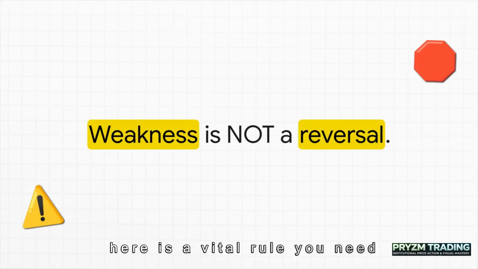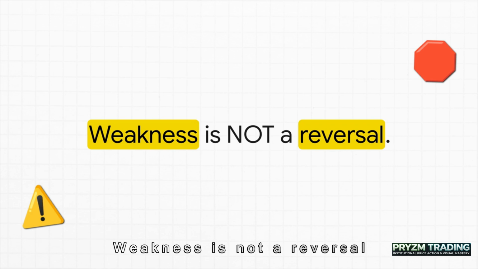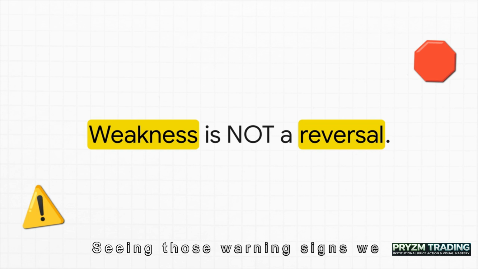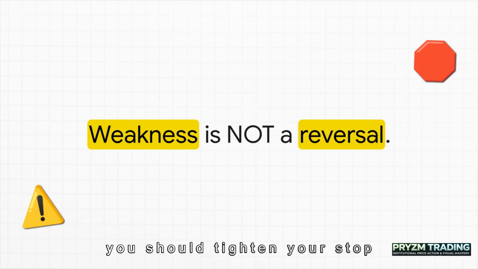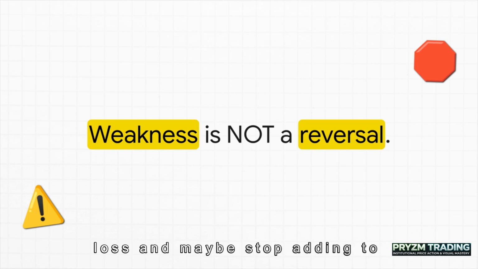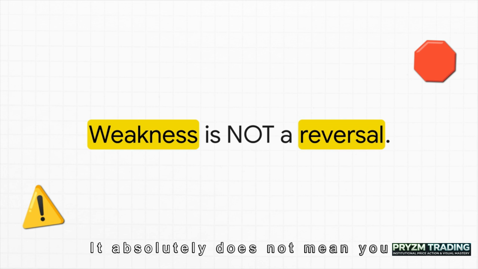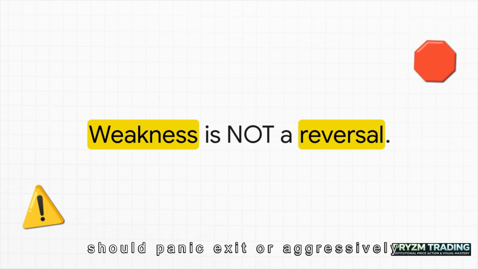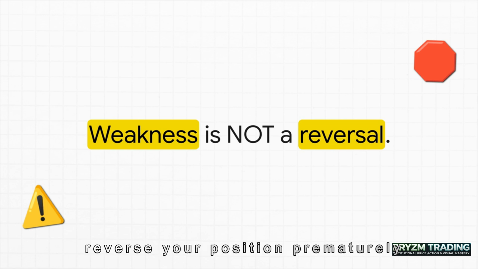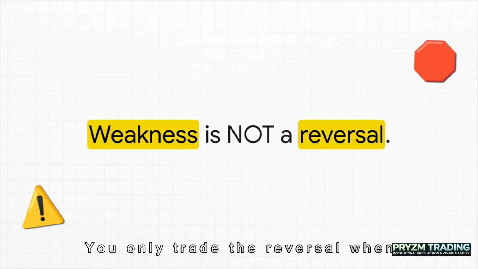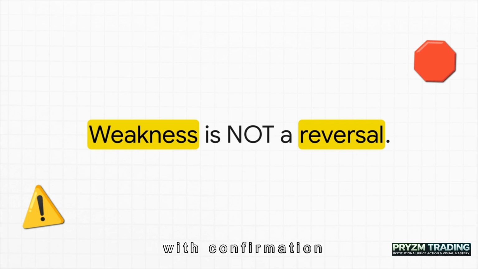Now, here is a vital rule you need to burn into your brain. Weakness is not a reversal. A weakening trend can persist for a very, very long time. Seeing those warning signs we just talked about simply means you should tighten your stop loss and maybe stop adding to your position. It absolutely does not mean you should panic exit or aggressively reverse your position prematurely. You only trade the reversal when the structure officially breaks with confirmation.